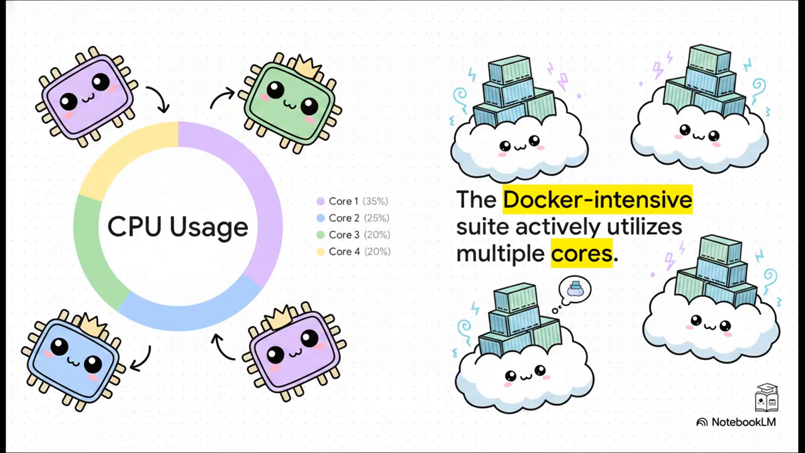Over on the System Settings dashboard, you'll see these visual readouts showing your CPU consumption across your hardware cores right alongside your memory usage. And when you spin this suite up, it is going to actively light up multiple cores. There's no way around it. It's an incredibly Docker-intensive suite, and it will draw significant computing resources.